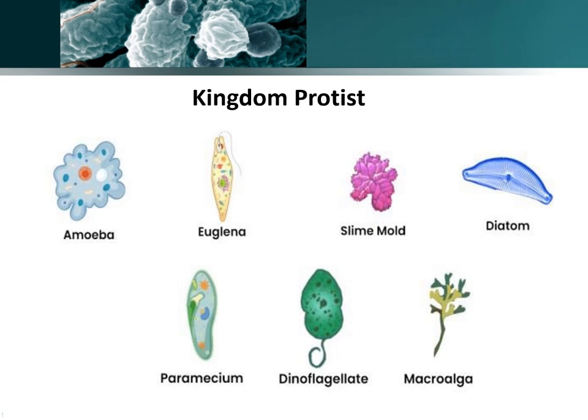Now we can look at the kingdom protists. Here are few examples such as amoeba, euglena, slime mold, diatoms, paramecium, dinoflagellate, macroalgae, zooplankton, phytoplankton. All these organisms are included in this kingdom. Here are few examples of the organisms.